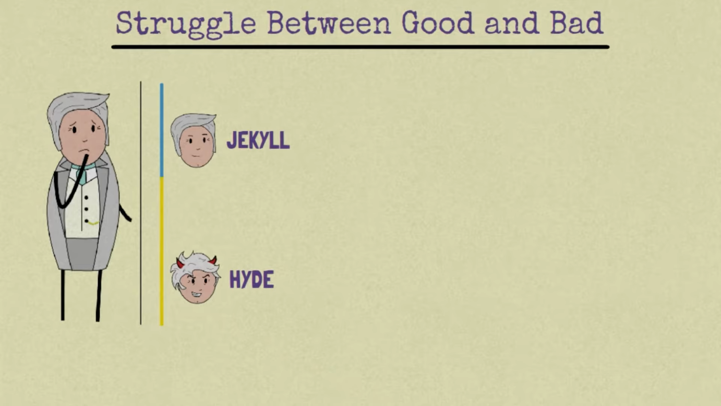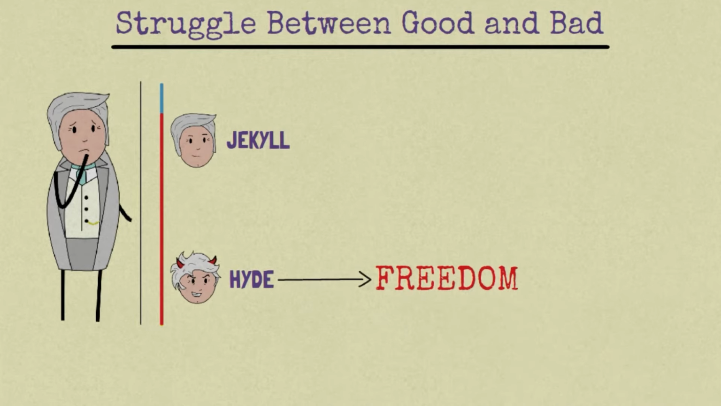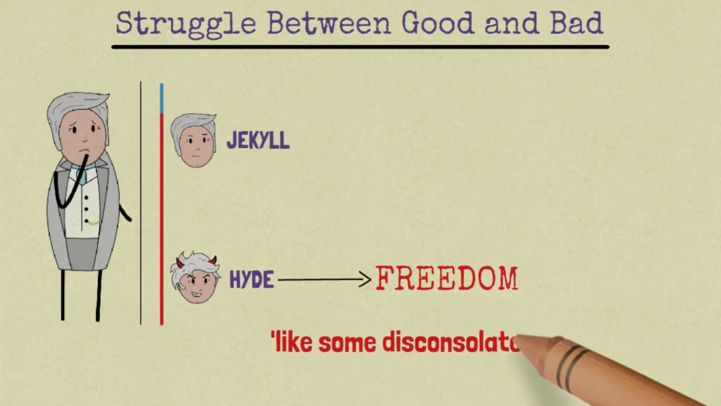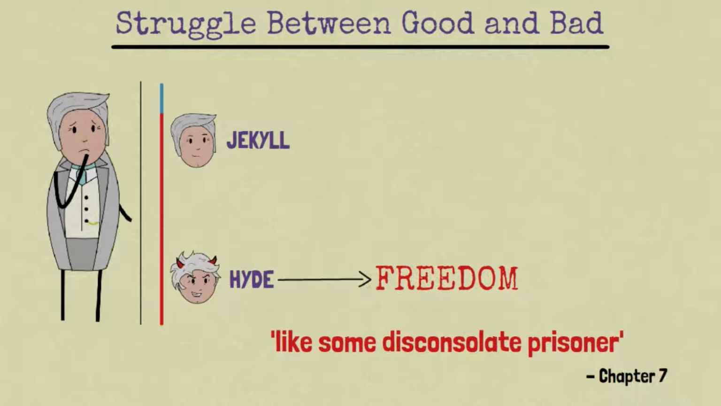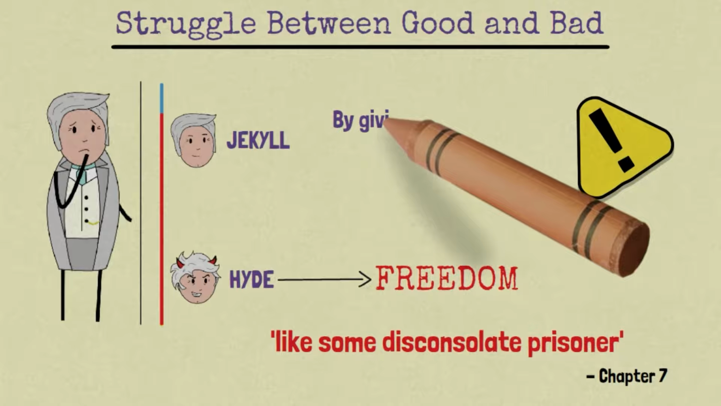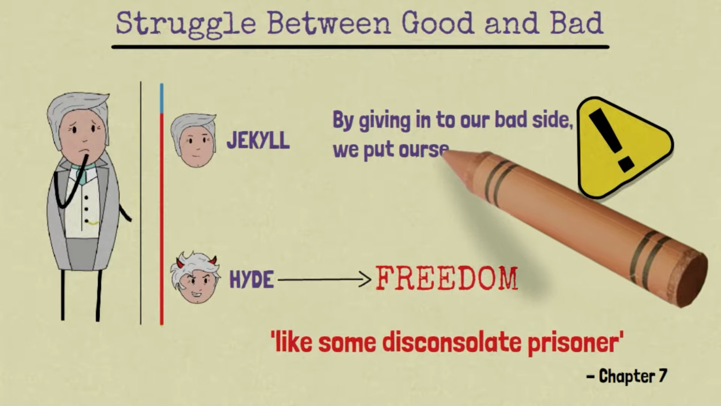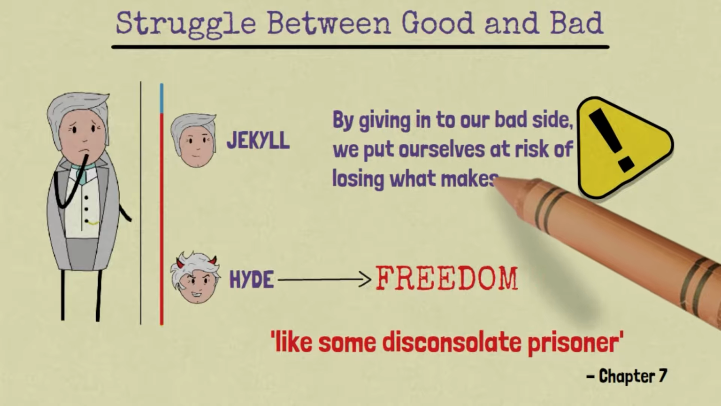This shift is reflected in the language he uses to describe his transformations. While he used to feel absolute freedom as Hyde, he now finds himself trapped inside his alter ego, as Utterson sees him looking like some "disconsolate prisoner" in chapter 7. We could read this as a warning by the author to the readers, that by giving in to our bad side, we put ourselves at risk of losing what makes us good.